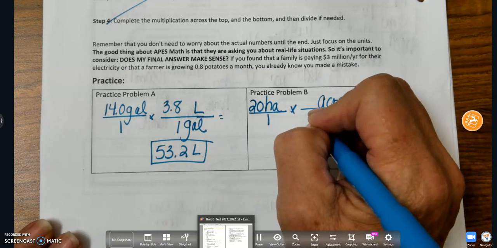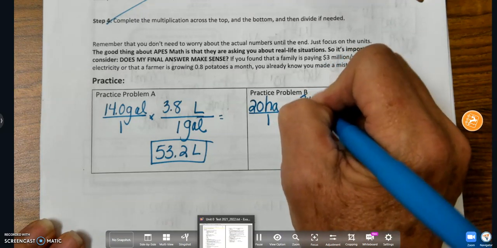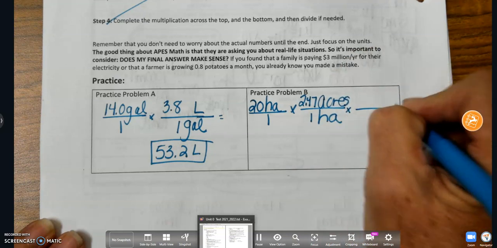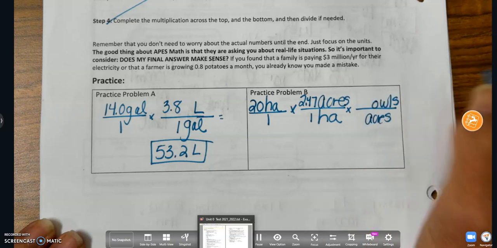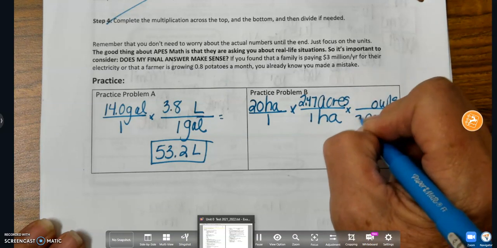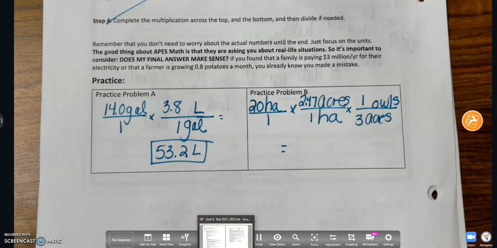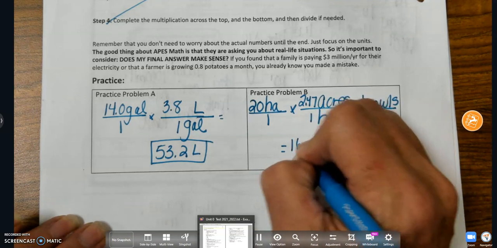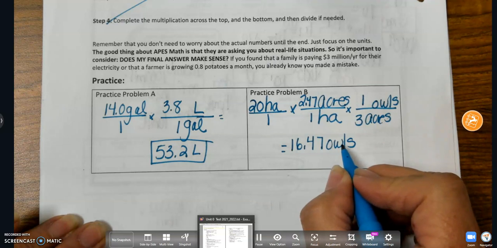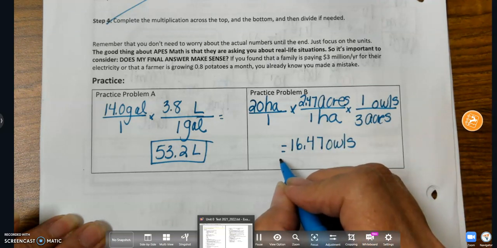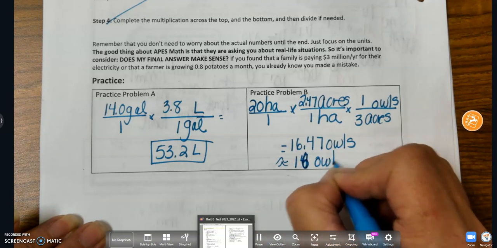So I'm going to put this here. There is in my conversion 1 hectare is 2.47 acres. But I don't want acres, I want owls. And we saw that for every 3 acres, I have 1 owl. So when I put that in my calculator, I get 16.47 owls. You can't really have 0.47 of an owl, so you round that down to approximately 16 owls.